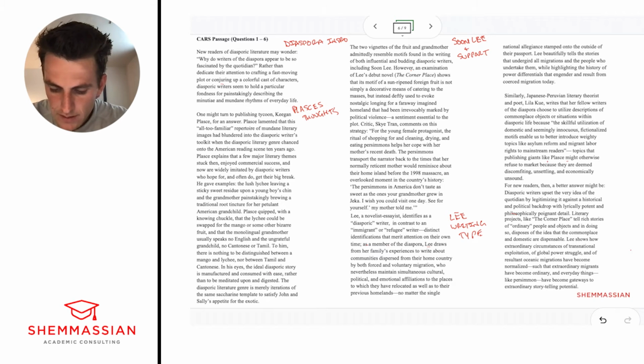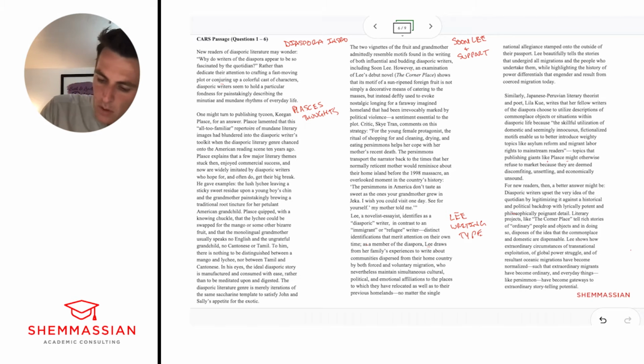Similarly, Japanese Peruvian literary theorist and poet Lila Kuei writes that her fellow writers of the diaspora choose to utilize descriptions of commonplace objects or situations within diasporic life because the skillful utilization of domestic and seemingly innocuous fictionalized motifs enable us to better introduce weighty topics like asylum reform and migrant labor rights to mainstream readers, topics that publishing giants like Placé might otherwise refuse to market because they are deemed discomfiting, unsettling, and economically unsound. Okay, so I'm just going to put Quay's thoughts.